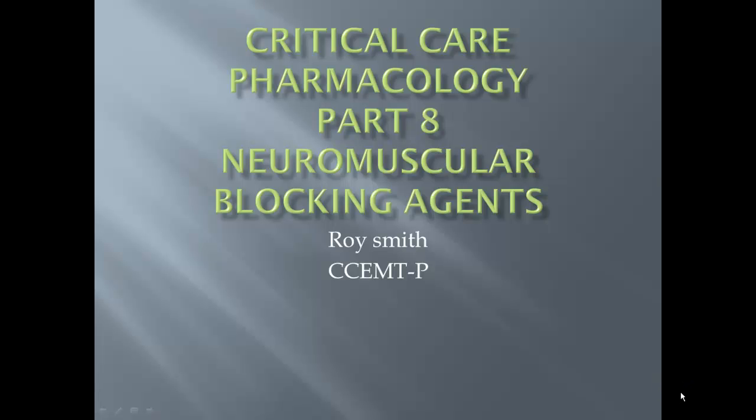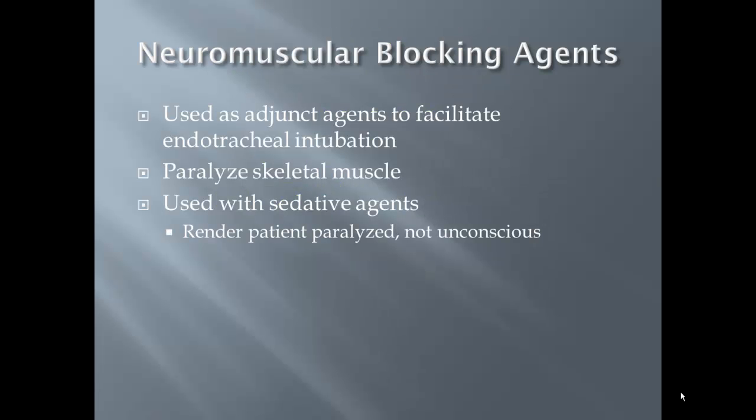This is going to be Critical Care Pharmacology Part 8, and this is going to be neuromuscular blocking agents. Neuromuscular blocking agents are used as adjuncts to facilitate intratracheal intubation. They pretty much paralyze the skeletal muscle, and the point on this is that your patient's LOC has not changed. So use with sedative agents, render the patient paralyzed, non-unconscious, is what these agents do.